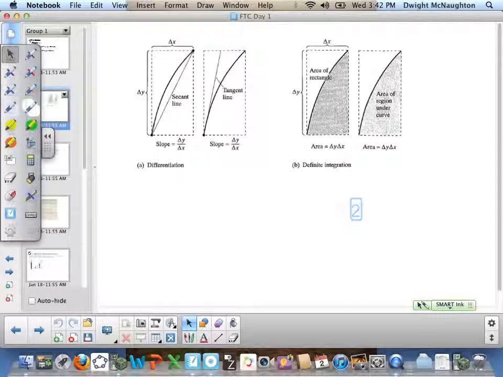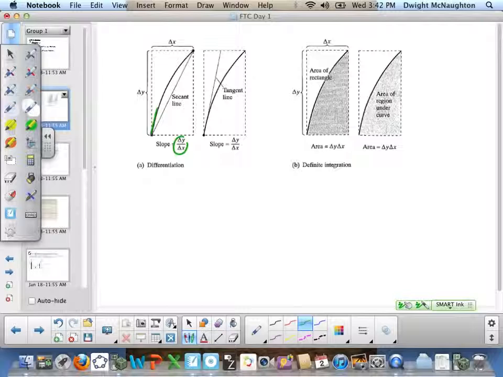If we take a look at what we've talked about so far, we've talked about differentiation, which is change in y over change in x. We take a look at what that means. We're taking our secant line, and it's becoming a tangent line as delta x approaches 0. That's differentiation. If you look at integration, we're looking at the area under delta x, delta y. And this time, areas multiplying delta y times delta x.